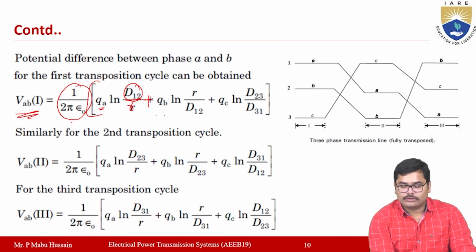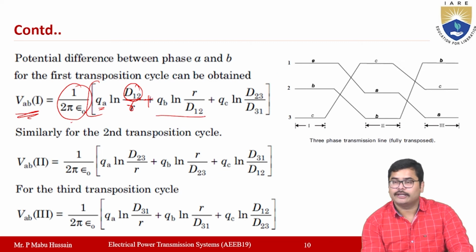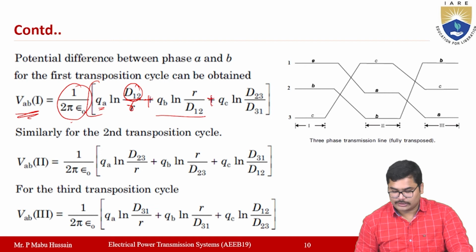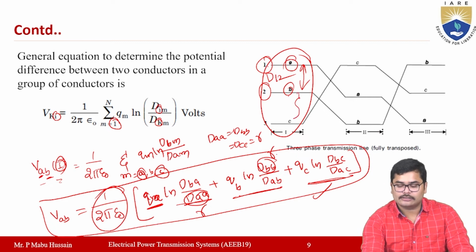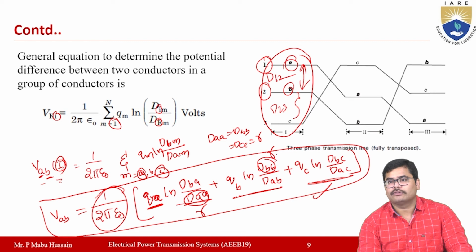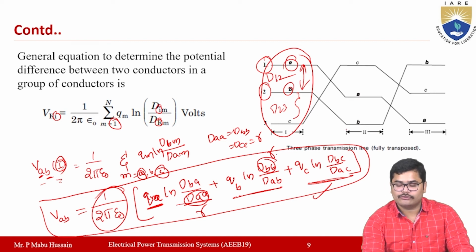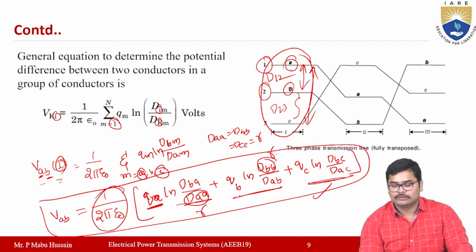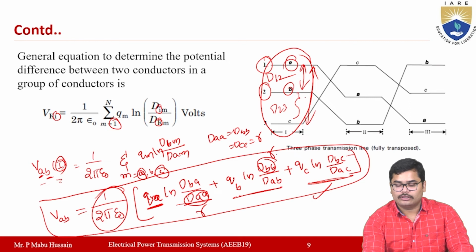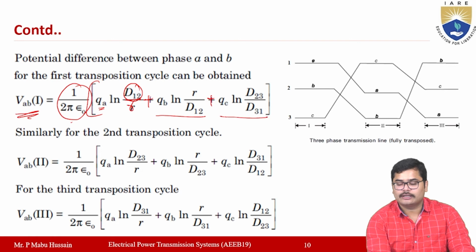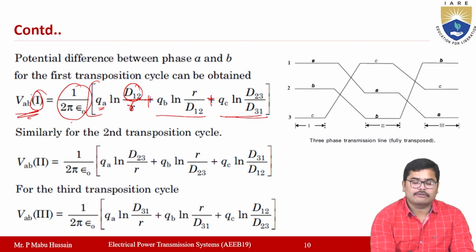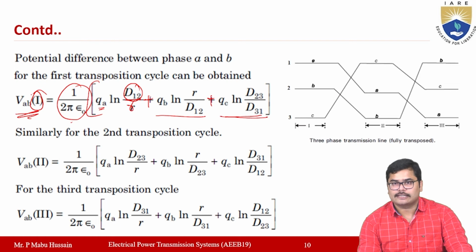So for the second term, QB ln R by D12, you will get. Plus, for the third term, if you observe, the third term is QC ln DBC by DAC. So the BC distance is this distance, which is D23. Okay, so D23 is the BC distance. AC is nothing but this distance A to C, which is D31. So BC can be replaced with D23, and AC with D31. So D23 by D31. So this is the value of VAB in the first section, right?